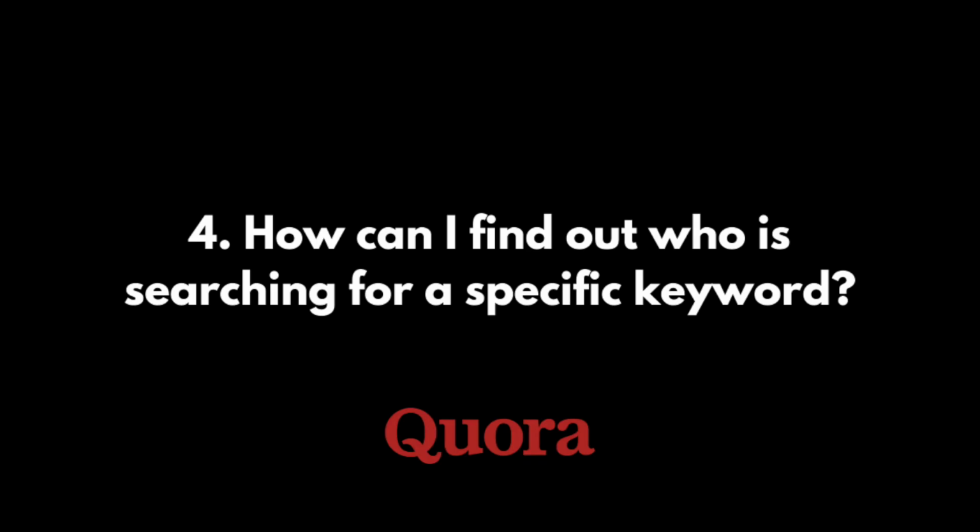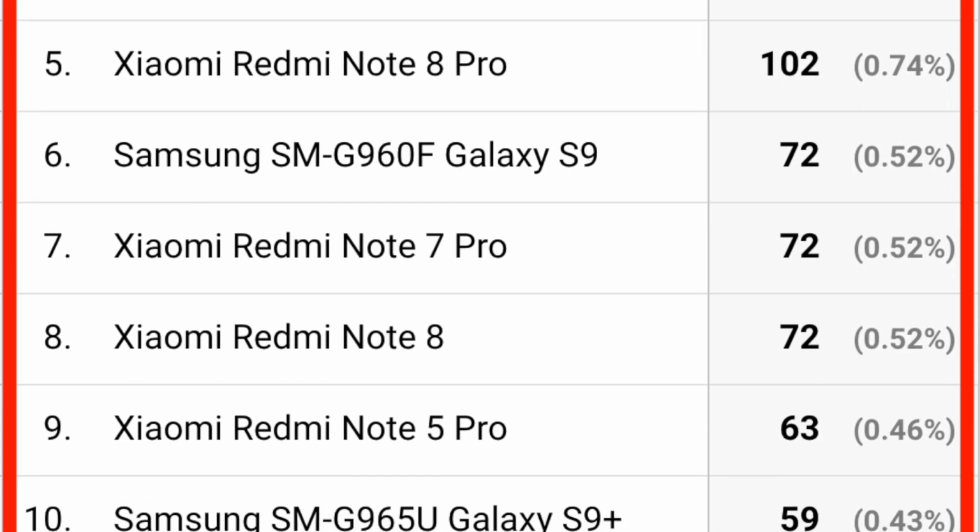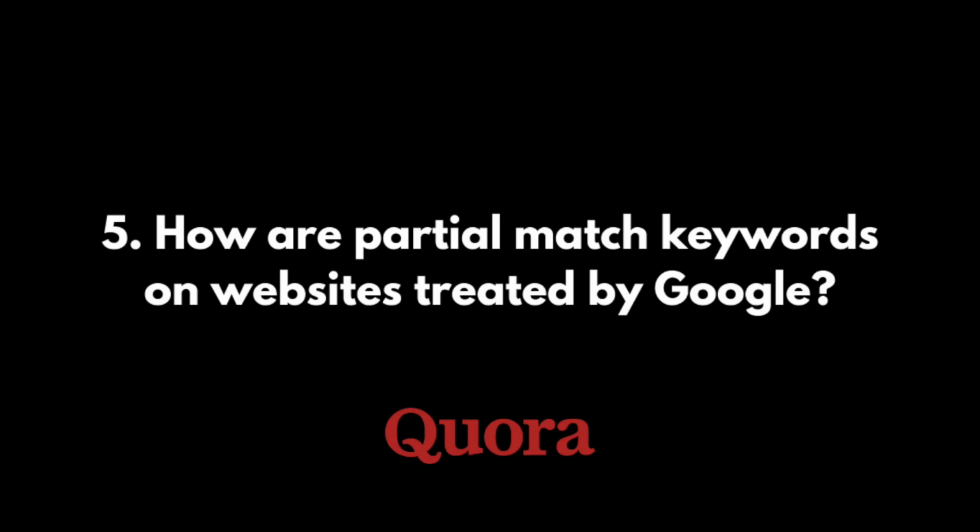Question number four is, how can I find out who is searching for a specific keyword? Ultimately, you can't find out who the exact person is. However, you can use demographics to create a profile of the people visiting your website. And Google Analytics provides all kinds of data ranging from gender, the types of devices people are using, and even their location.